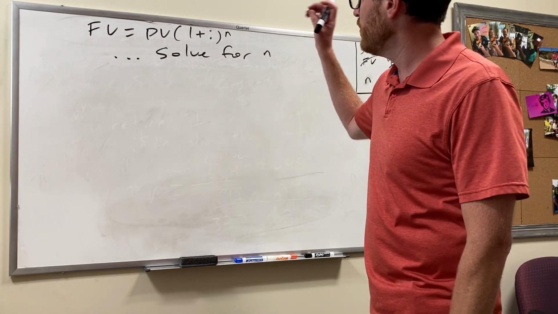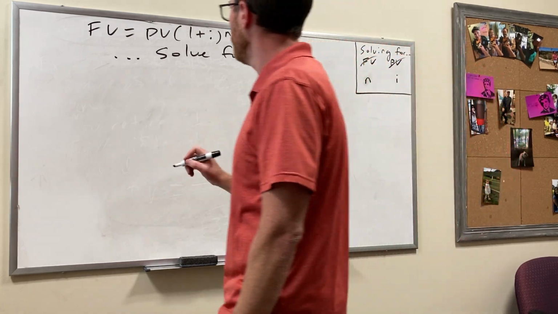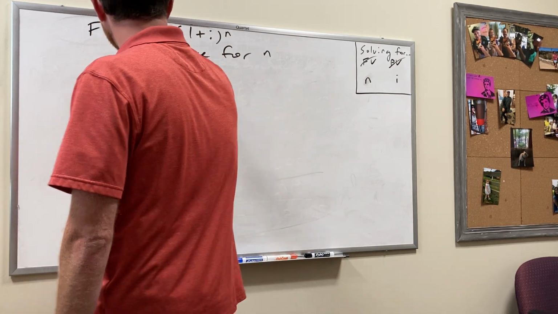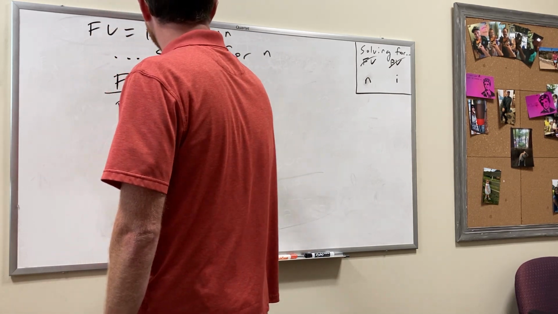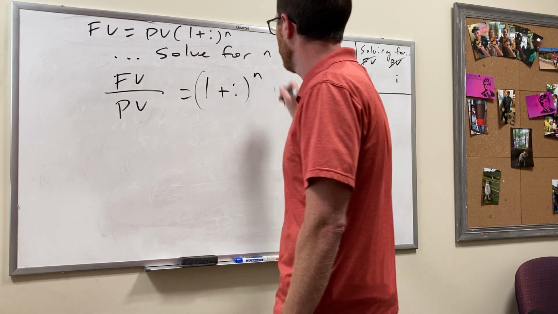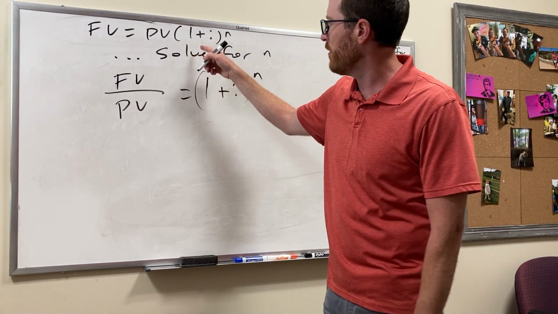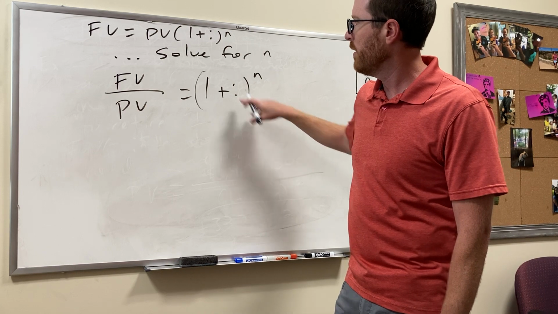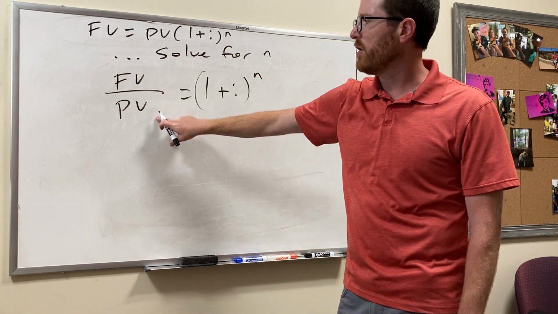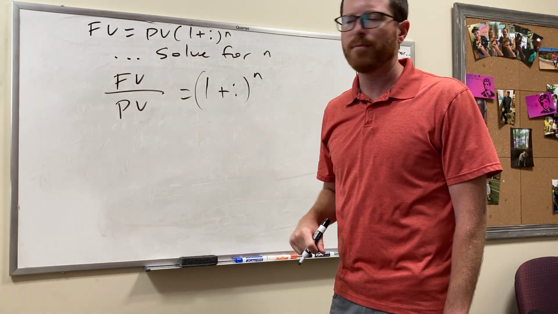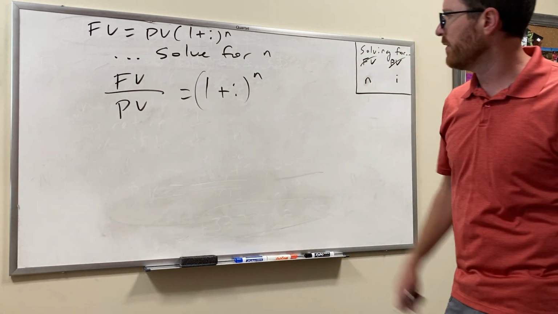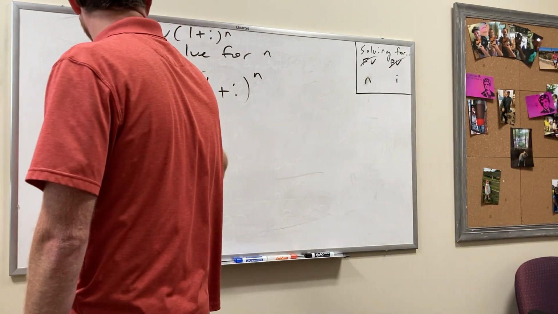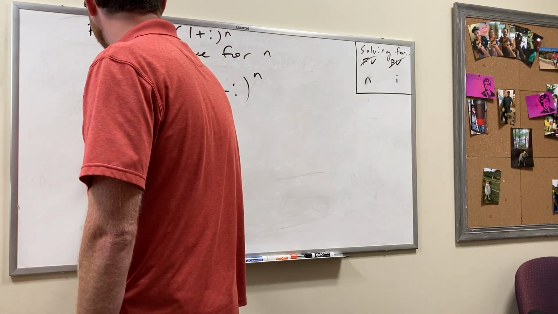So if we're trying to solve for n, what we're going to do first is we're going to divide by present value on both sides, just to make things a little bit easier for us. All right, all I did was divide by present value on both sides. It cancels out here on the right-hand side of the equation. And we divide by present value here. Of course, it sticks around, right? So this is what we have here, and we're trying to solve for n. What you've got to do is take the natural log from both sides of these equations.